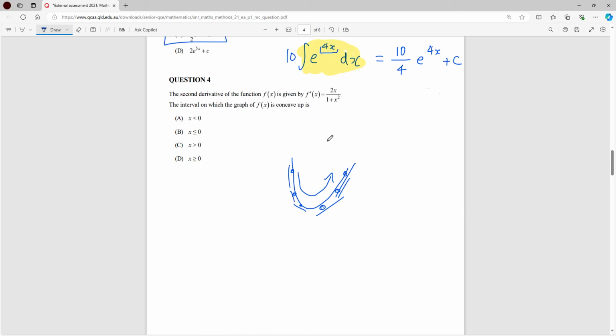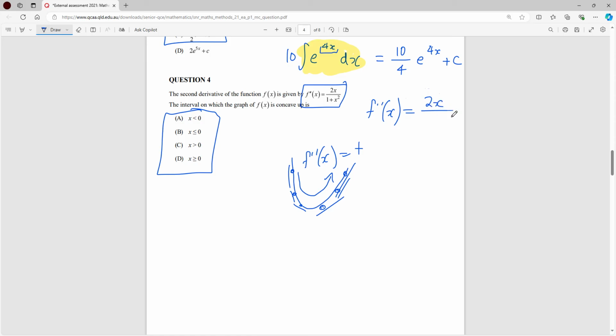Now we need to know when this is true. If it's going from a negative rate of change to a positive rate of change, the second derivative must be positive here. So for the interval on which f of x is concave up, we've been given intervals for x, and we need to know what x values make this positive. Looking at this, we have a couple of options involved. So this has to be positive overall.